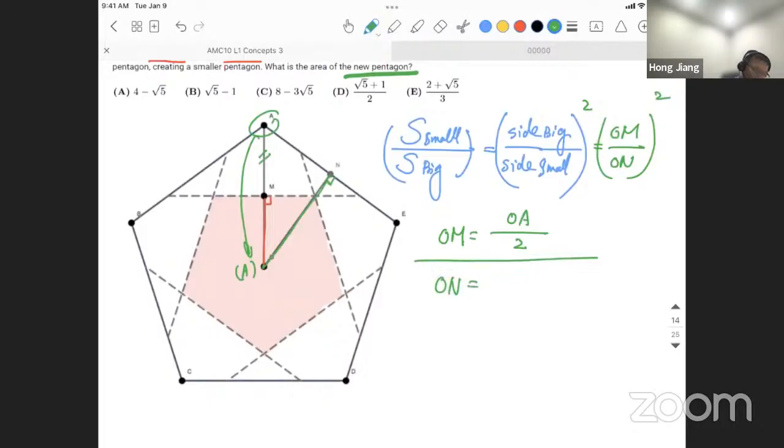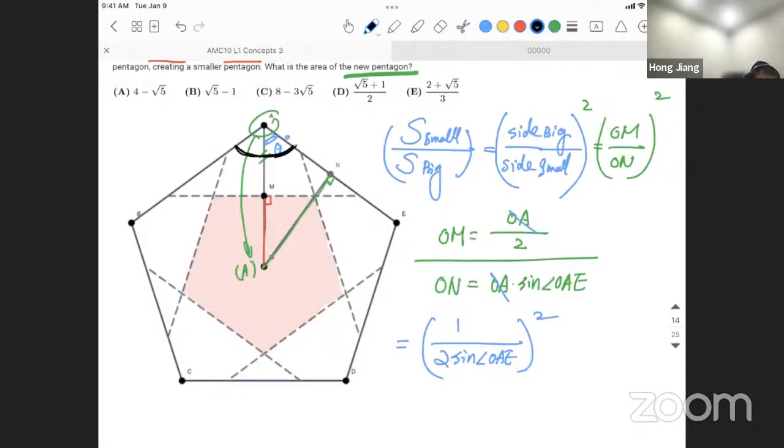Then what about ON? ON will be OA times sine angle OAE. Is it right? I use the color blue. ON will be OA times sine OAE. So OA will be cancelled. So this is going to be 1 over 2 sine OAE. Is that right? What is sine OAE? Sine OAE is half of this interior angle. OAE is 1/2 of angle A.